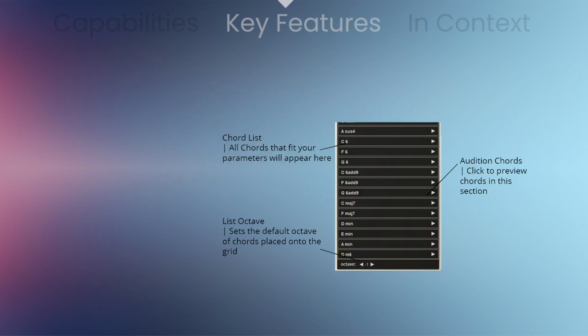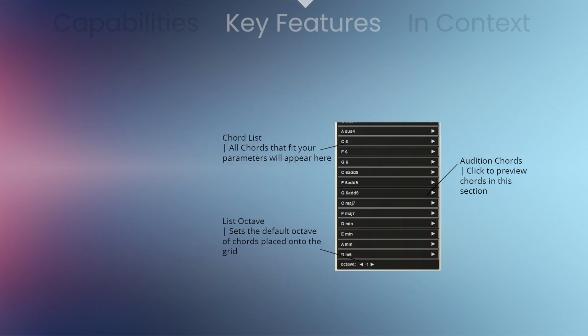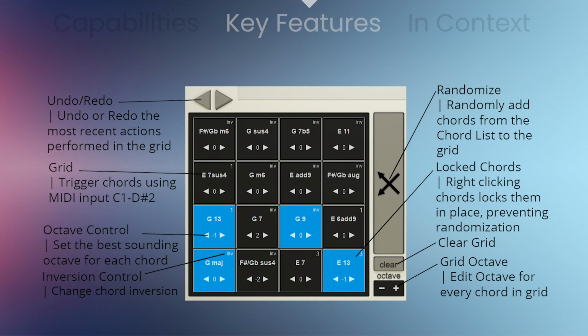In the chord list, you'll see all chords that fit your parameters. You can audition chords with the preview button, and change the preview octave and the chords that get placed onto the grid with the octave control. Click Randomize to randomly add chords from the chord list to the grid. Right-click to lock chords in place, preventing further randomization. Of course, you can clear the grid and edit the octave for every chord in the grid.